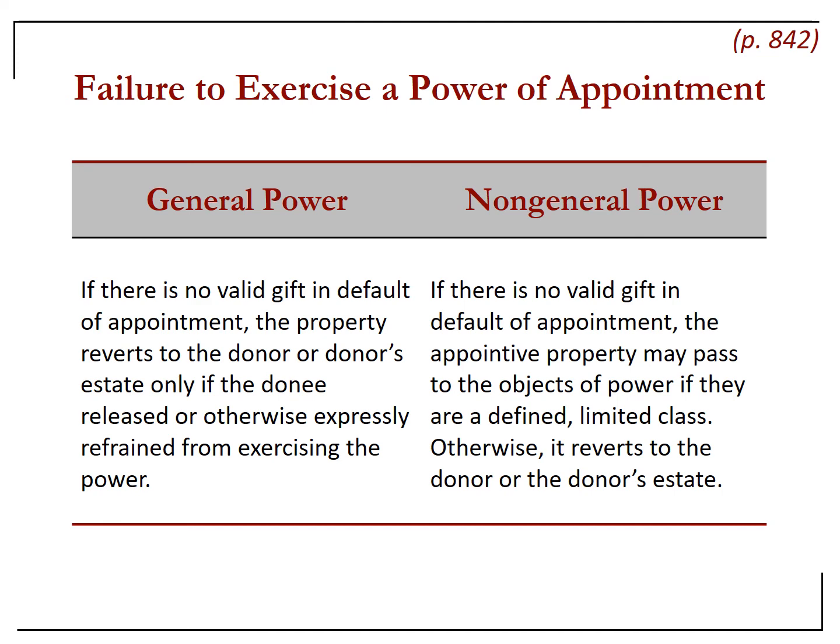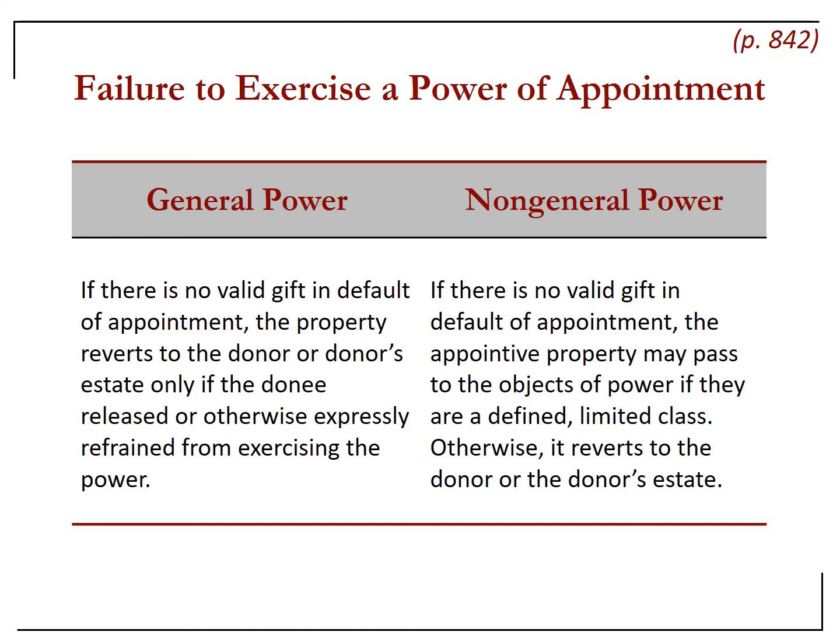The UPAA and the Restatement changed this rule, and it directs the appointed property to the donee's estate unless the donee affirmatively refrained from exercising that power. And the theory is that the donor would prefer the property to pass to the donee's takers rather than revert to the donor's successors.